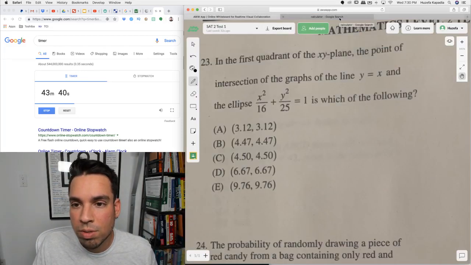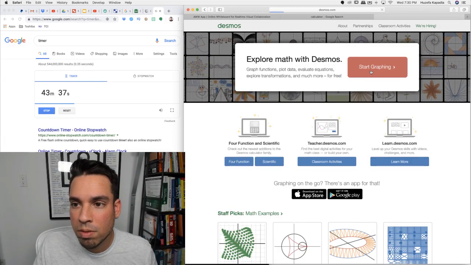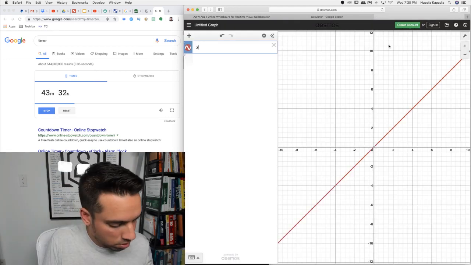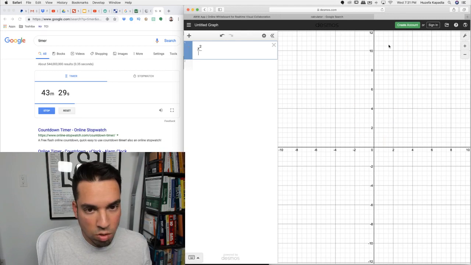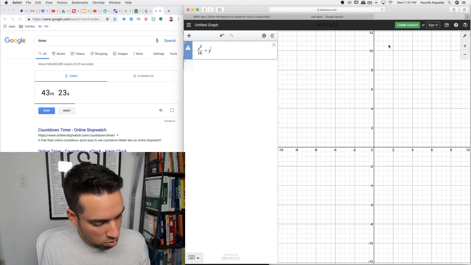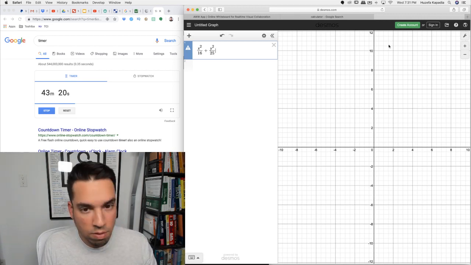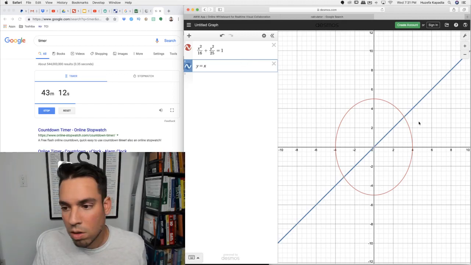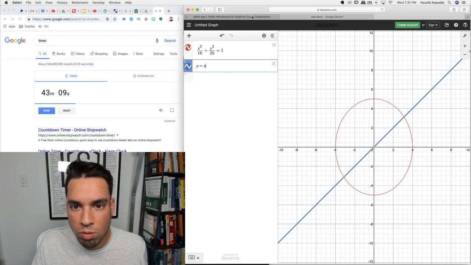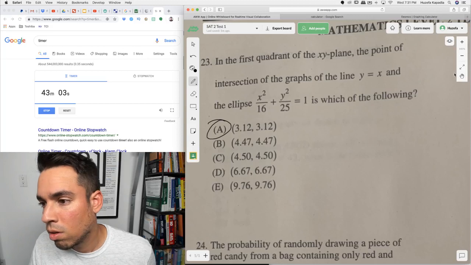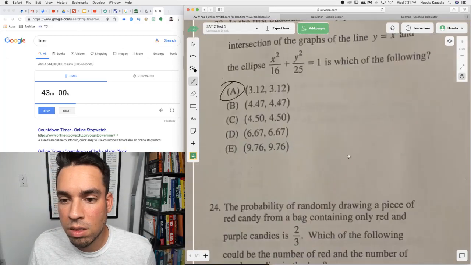So we have x squared over 16 plus y squared over 25 equals, was it 1? It's a little ellipse. And then we have y equals x. And it's right here, 3.123, 3.123. Beautiful. All right, next. Wait, did I get that right? 16, 25. Yeah.